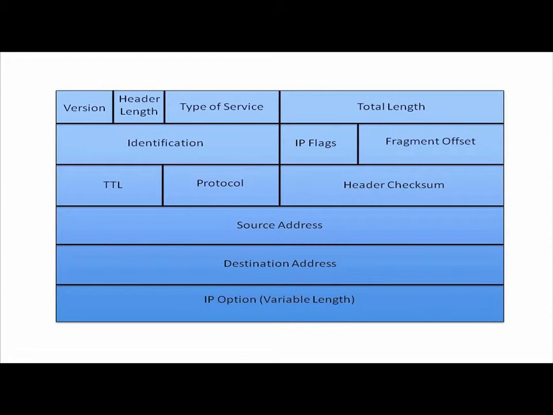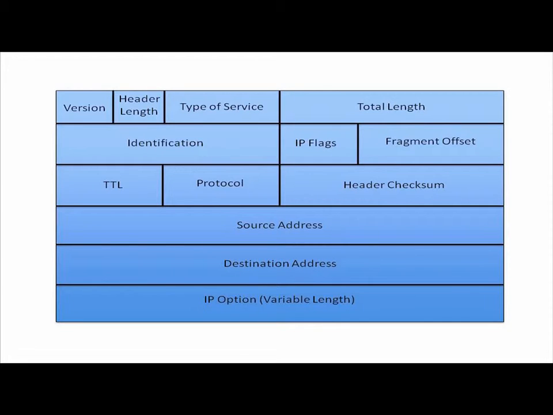We don't have this luxury at layer 2. Down at layer 2, there is no time to live value in a frame header, and as a result, we can get endlessly circulating frames at layer 2. That's why we need something like the spanning tree protocol to break a layer 2 topological loop. But we do have it at layer 3.